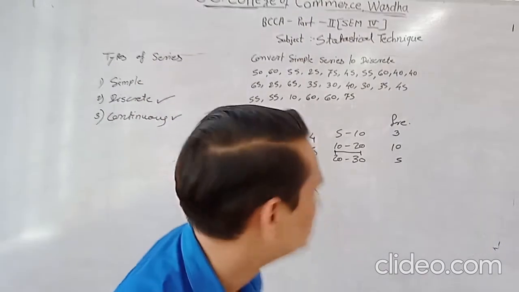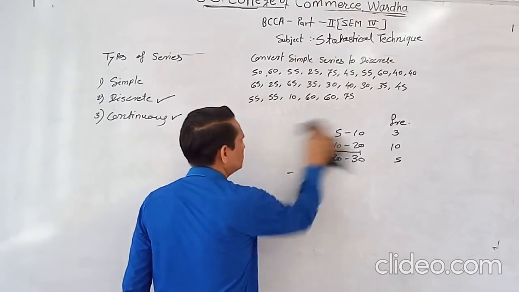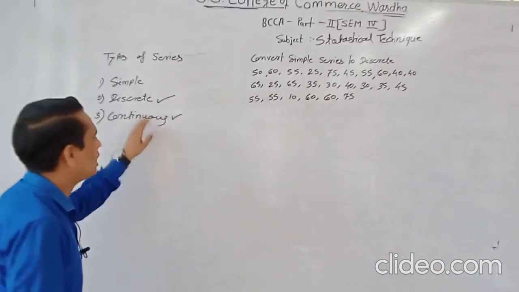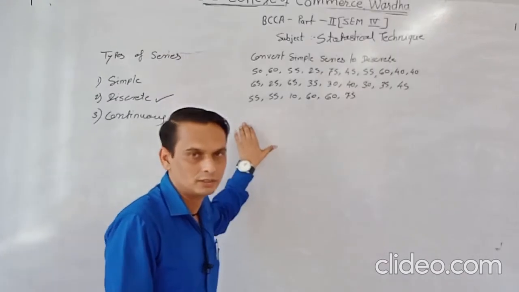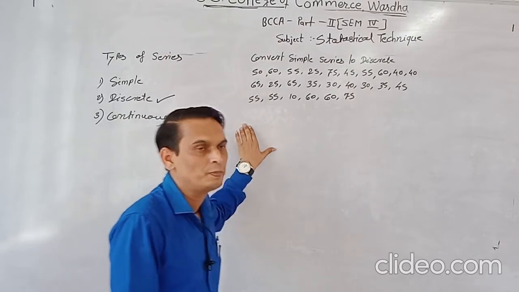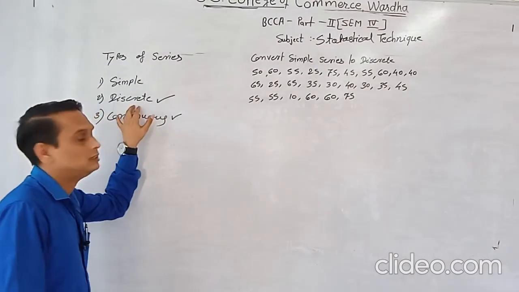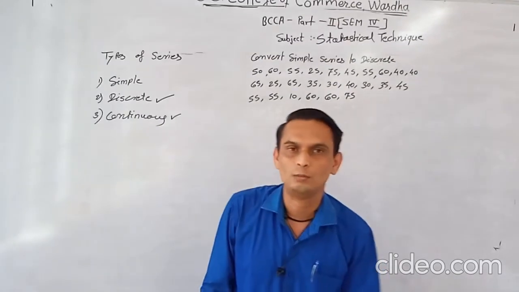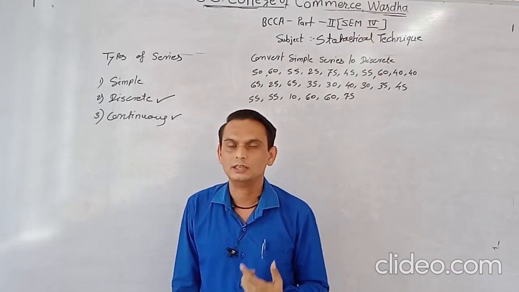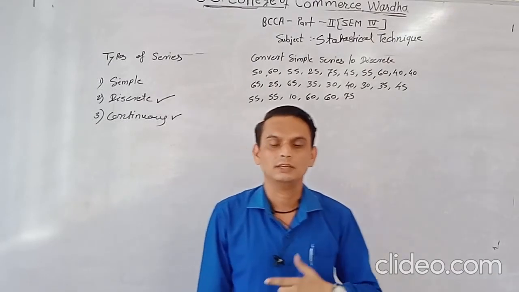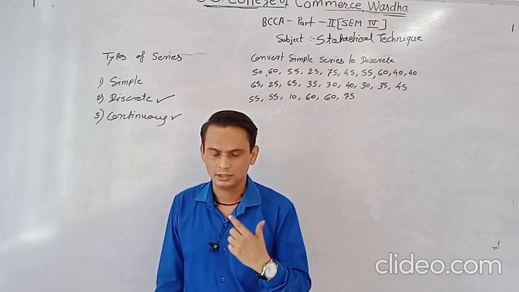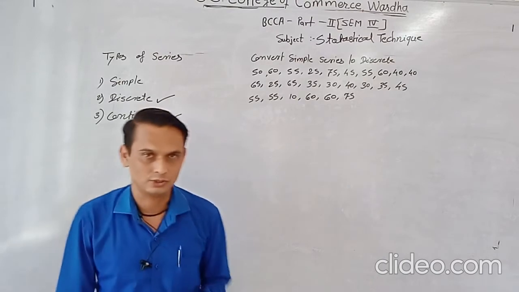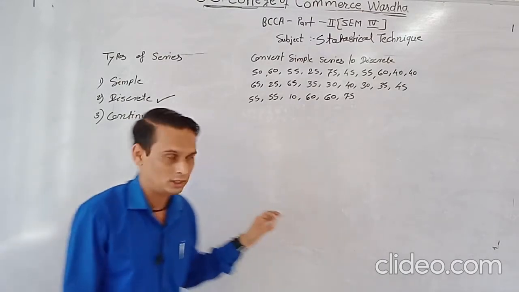So we have three types of series. Simple, when the observations are in a scattered manner. Second is discrete, when we have the observation and its frequency available. And continuous series, when the observations are in the form of groups. Continuous series is again differentiated in two ways, inclusive series and exclusive series. We will discuss it later in the example.